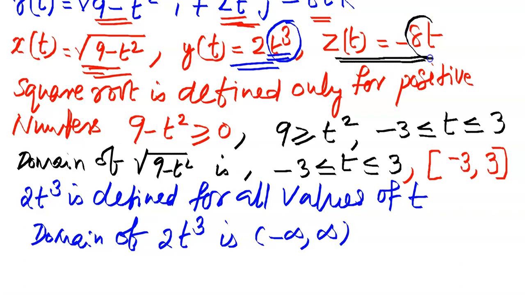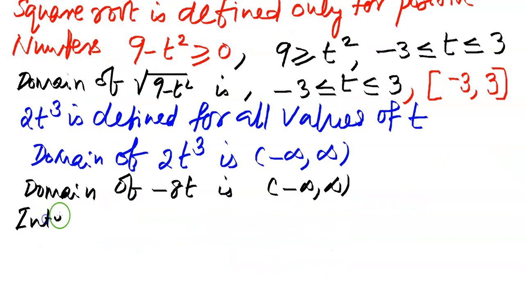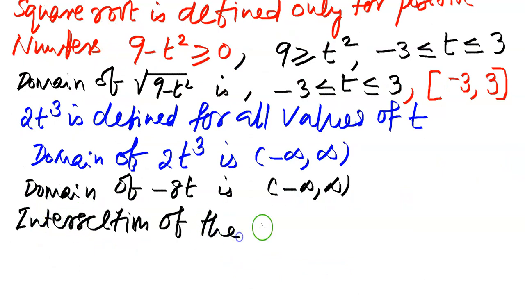z of t is equal to -8t. ഇതും പോളിനോമിയൽ ആണ്. -8t is defined for all values of t. Therefore, domain of -8t is minus infinity to infinity.